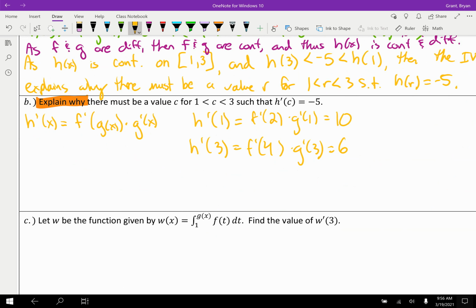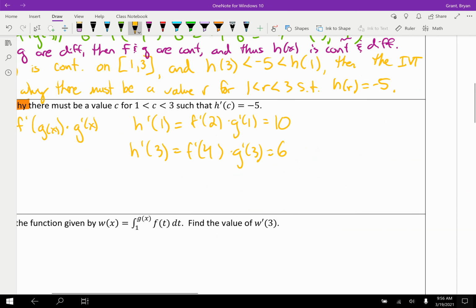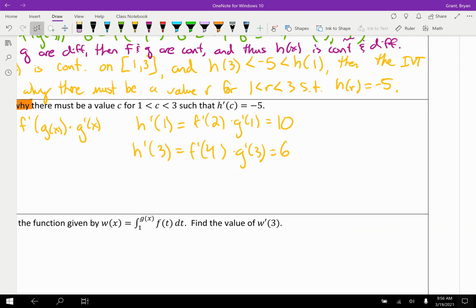Well, there's two things wrong with that. First, it says explain why there must be a value. So there must be a value. They're not lying to you. They're not saying explain why and you have to say, ha, the AP exam's wrong. There isn't. And second, you're making a false assumption about the IVT.